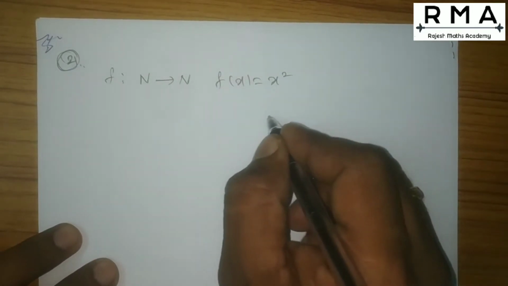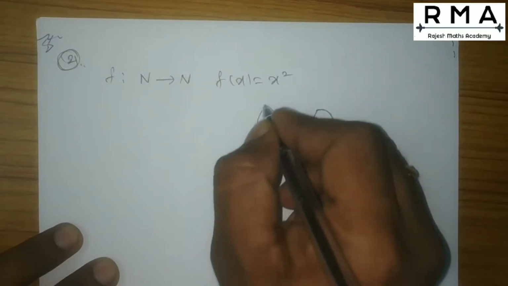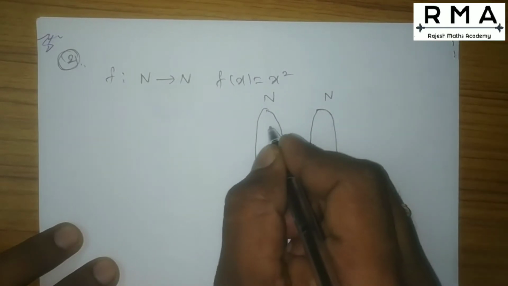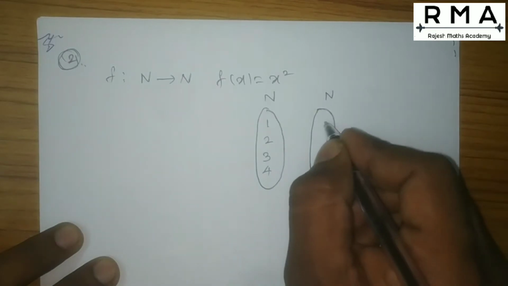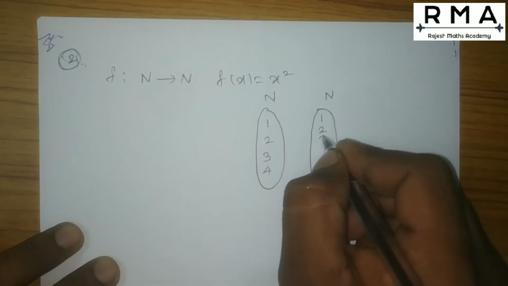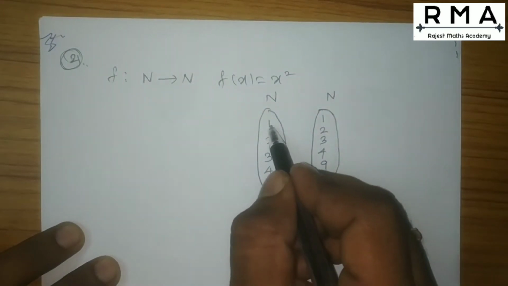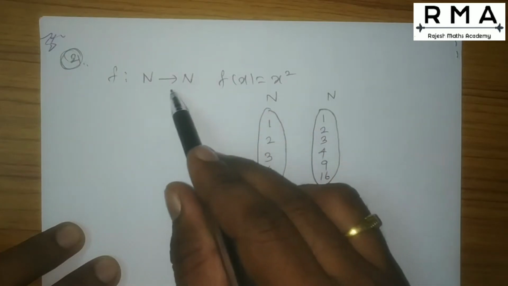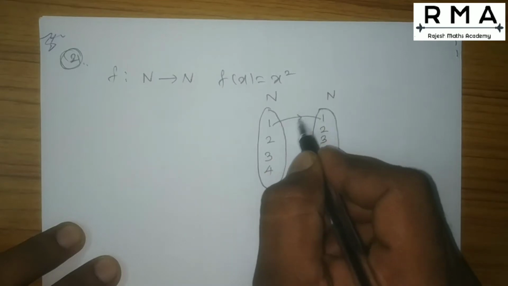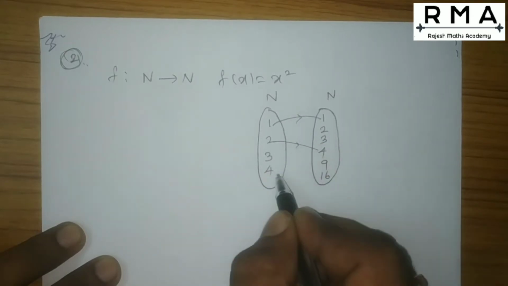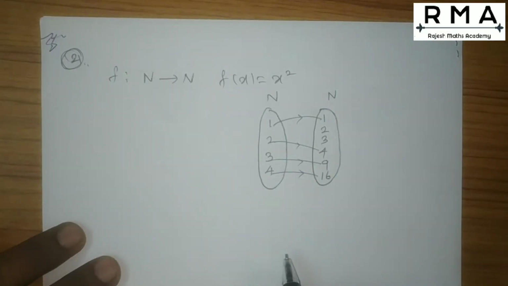Before that, we have to check the arrow diagram. Both sets are natural numbers, so I can start with 1, 2, 3, 4 like that, and on the other side 1, 2, 3, 4, etc., 9, 16 like that. It is an x square function from natural numbers to natural numbers. F of x equals x square. So 1 is mapped with 1, 2 is mapped with 4, 3 is mapped with 9, 4 is mapped with 16. Clear? This is the arrow diagram.